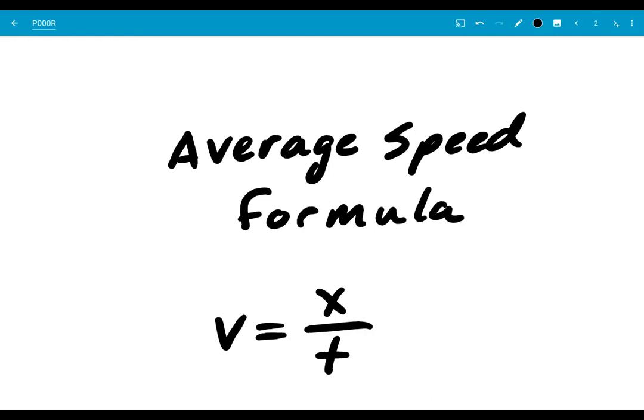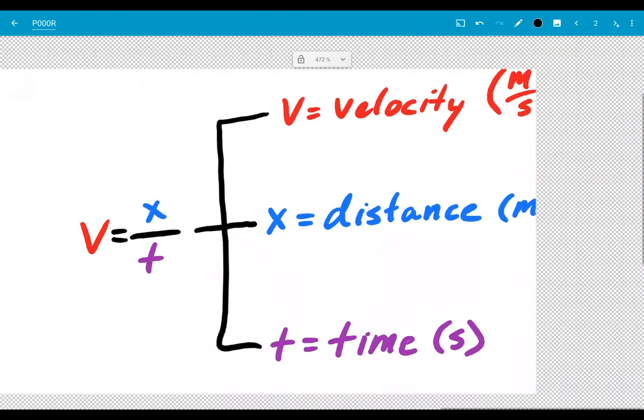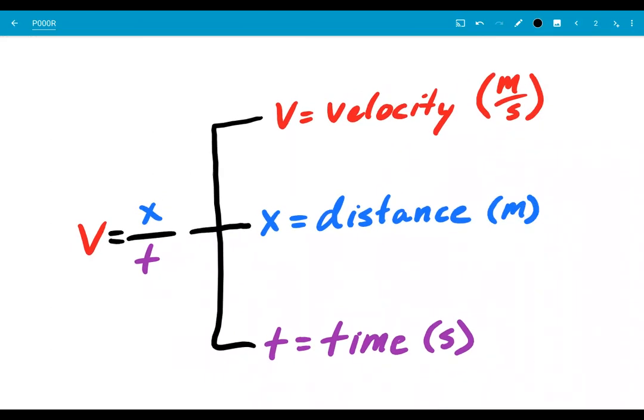Now, when we're learning about this formula, I like to break it down into this brace map. That shows what each part of the formula represents. The V, again, standing for velocity. The units for velocity are meters per second. The X stands for distance, which units are meters. And the T stands for time. Units for time are always going to be seconds. If you get units of time in minutes or hours, then you have to change those in seconds.